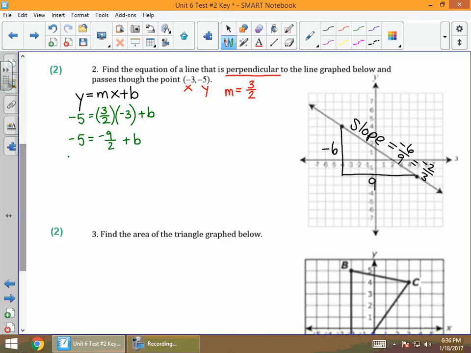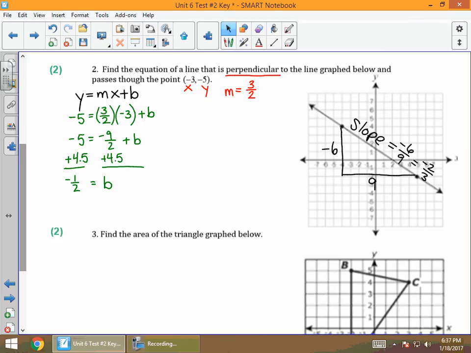So if I add 9 halves, and really 9 halves is 4.5. If you do 9 divided by 2, you get 4.5. So I know I'm mixing decimals and fractions here, but it's because I want you to understand that they are the same thing. So negative 5 plus 4.5 gets me to negative 1/2, or negative 0.5, whichever way you look at it.